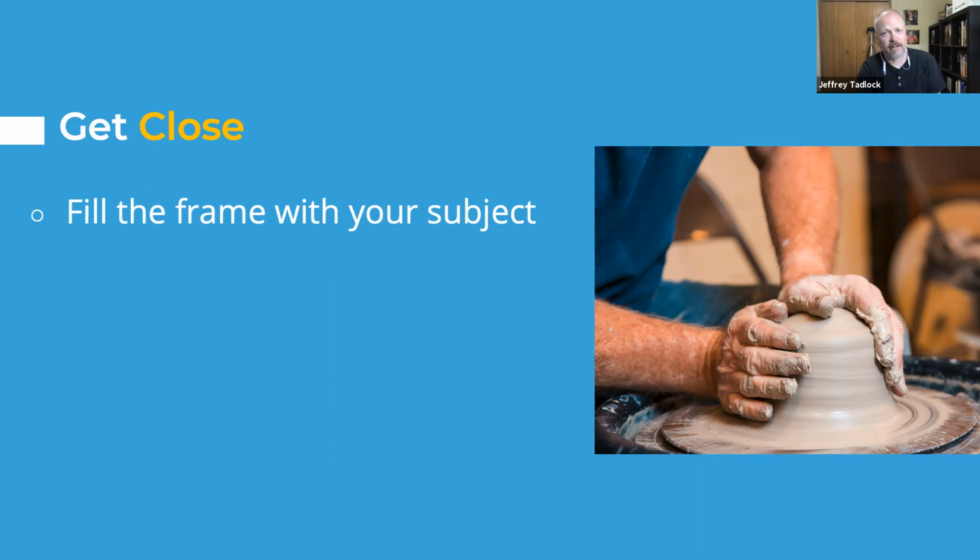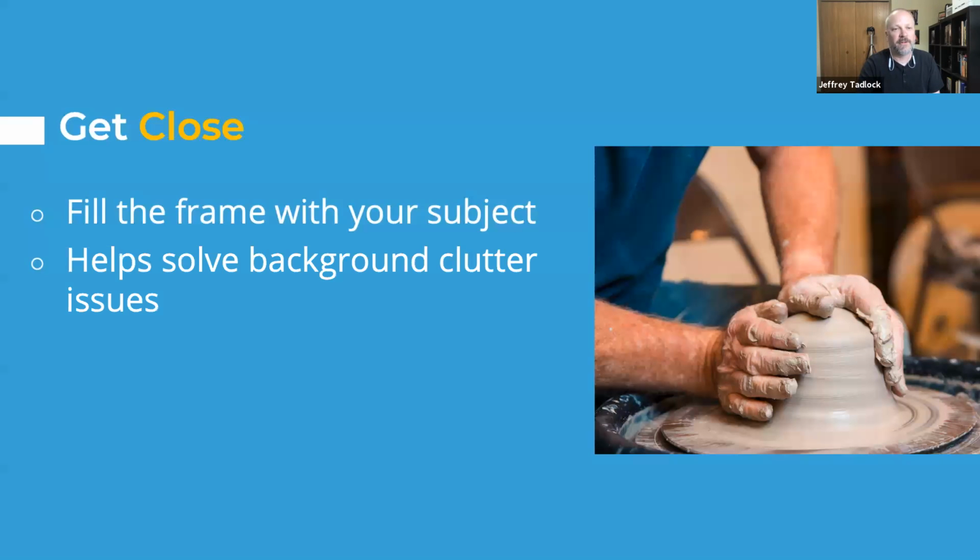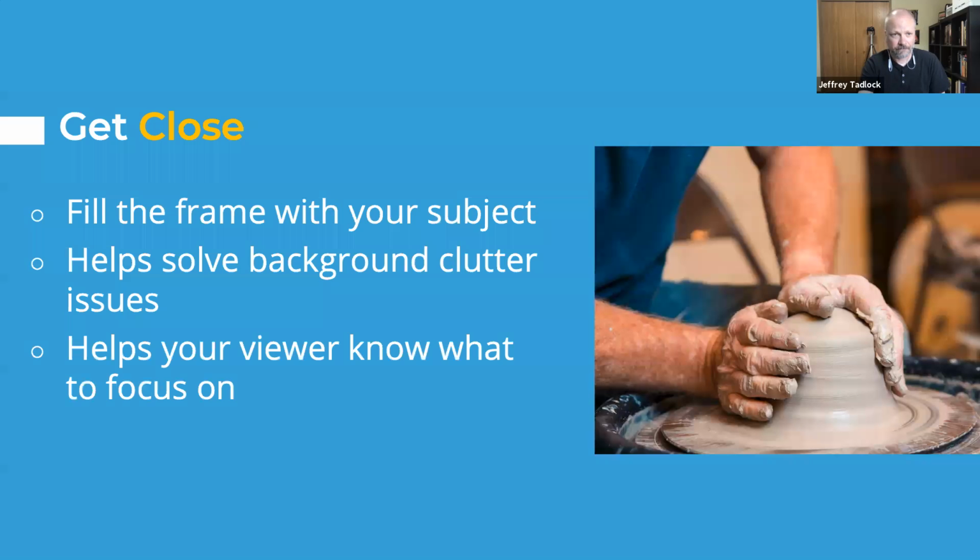In this case, it's a potter's wheel, a man's hands on a potter's wheel, trying to show off the work on the clay. I could have pulled back and shot the whole thing. You would have seen electric cords in the background. You would have seen, you know, bags of clay mix, things like that, in this sort of cluttered workshop. But by coming in, we're able to pull the attention to what you want them on. So fill the frame with your subject, it helps solve that background clutter problem. It's another way to solve that.